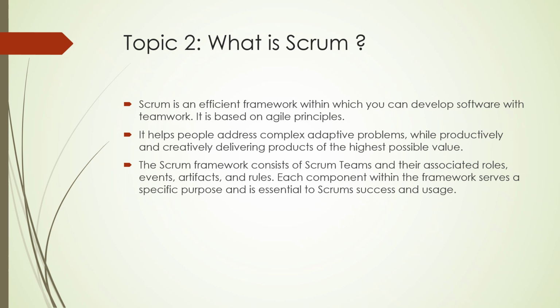The Scrum framework consists of Scrum teams and their associated roles, events, artifacts, and rules. Each component within the framework serves a specific purpose and is essential to Scrum's success and usage.